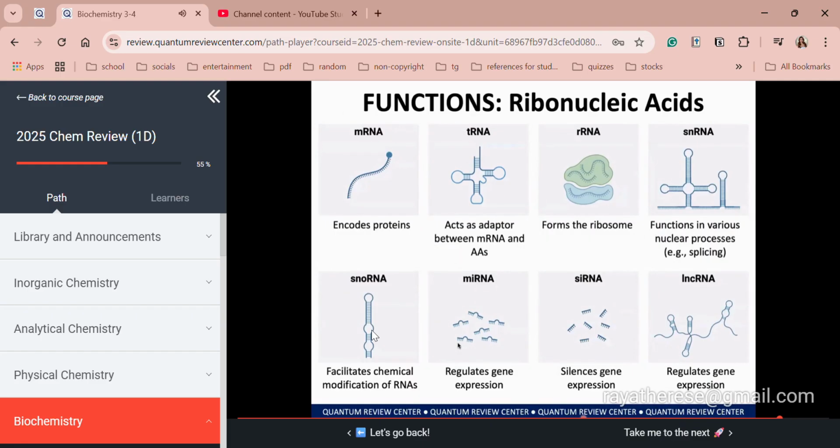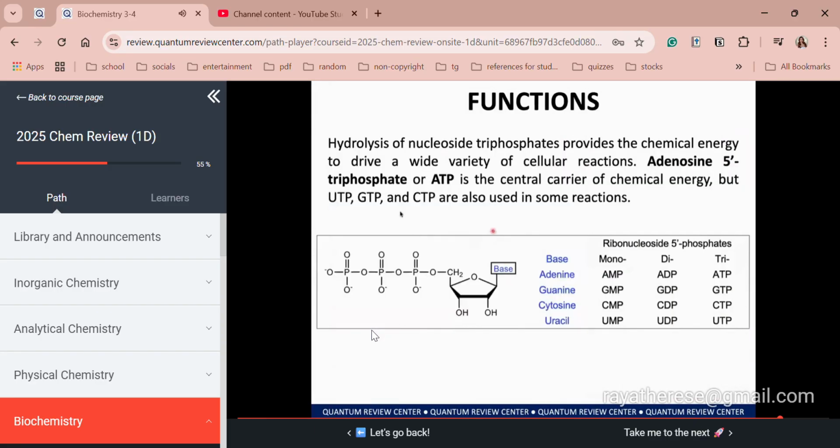Okay, so let's now proceed with the other functions of your nucleic acids, particularly your NTPs. Sir, ano ba yung NTPs? NTPs are your nucleoside triphosphates. And upon hydrolysis of this molecule, it can provide chemical energy. O diba, sikat na sikat si ATP or your adenosine 5' triphosphate because this is the central carrier of our chemical energy in biological systems.